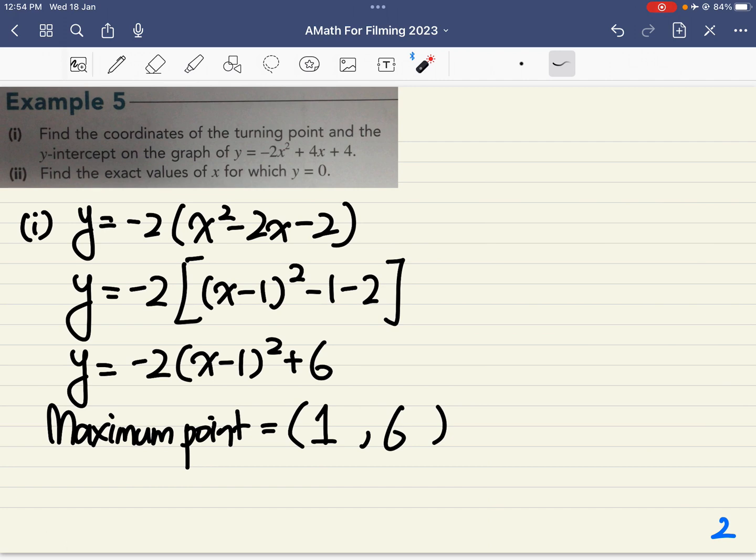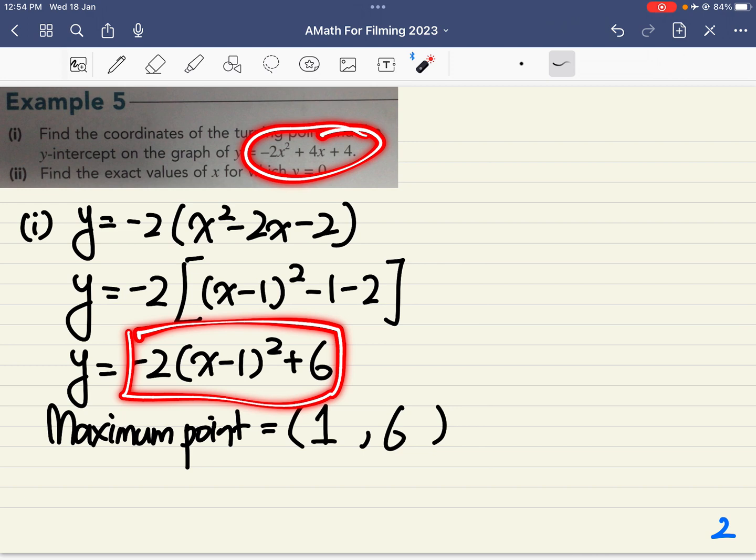Okay, now let us take a look at example 5, which asks us to find the coordinates of the turning point and the y-intercept on the graph. So what I've done here is this. In order to find the turning point, the best way is actually to find the completed square form. So I factorize -2 from here as shown, and then this is equivalent to this portion here where I've completed the square. Then I have multiplied the -2 in, so I'll get this expression.